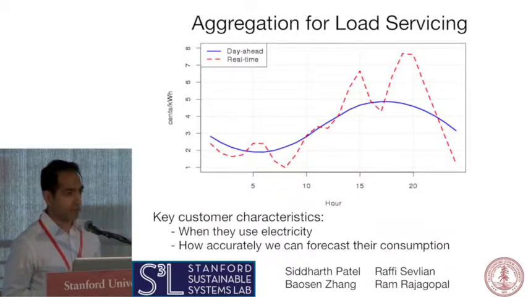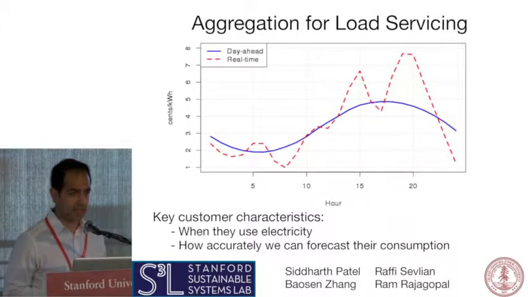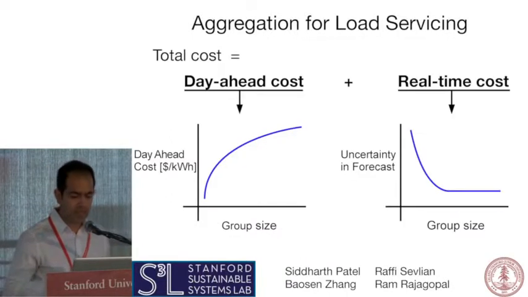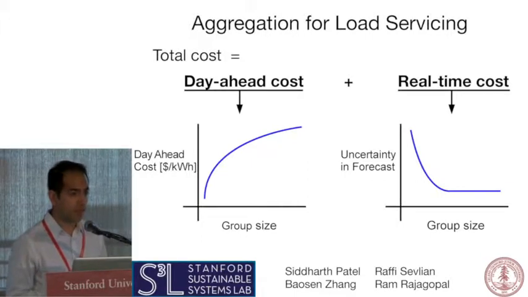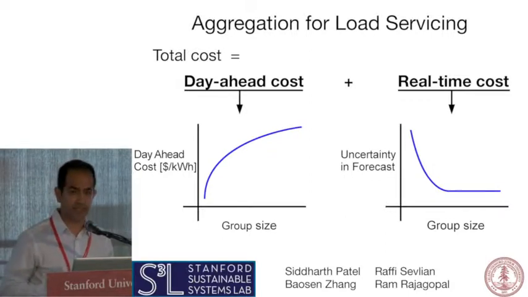We know that it's impractical to forecast the consumption of just one user, so the utility has to aggregate customers together to effectively forecast and purchase electricity for them. So what we studied is, what is the effect of this aggregation on the per unit cost of electricity that a certain group of customers can have, as well as the accuracy of forecasting their consumption?